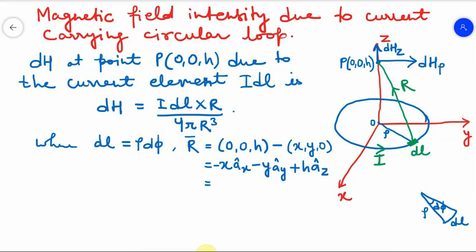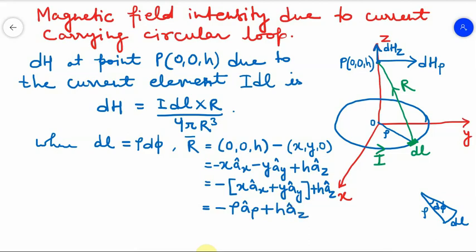If you take this minus sign common, then it is x ax plus y ay, and plus h az. This term x ax plus y ay can be written as, since rho is the resultant of x and y, minus rho a rho and plus h az. Now we have to perform dl cross r. So what will be this dl cross r?